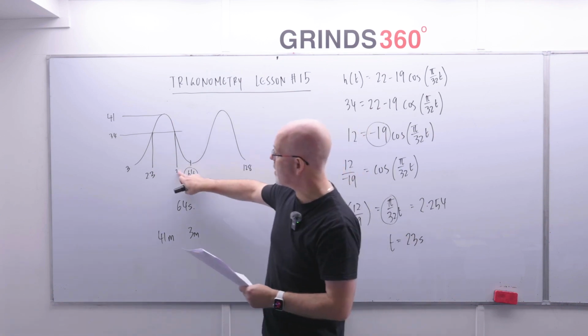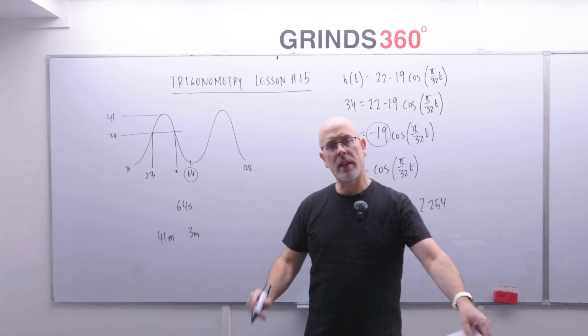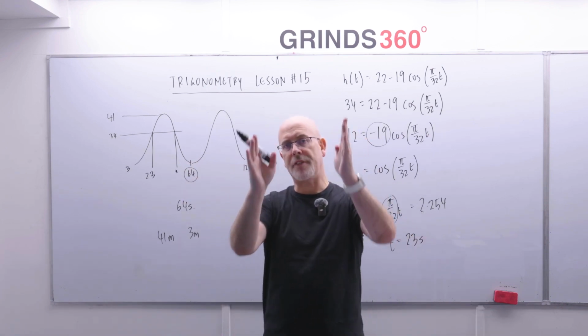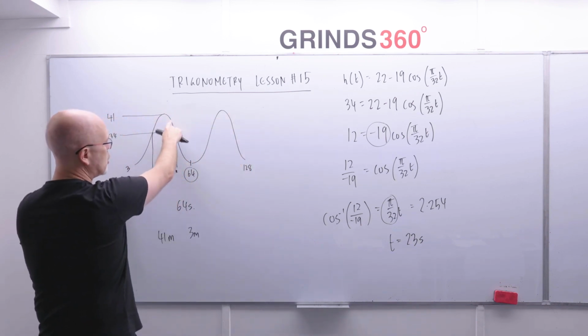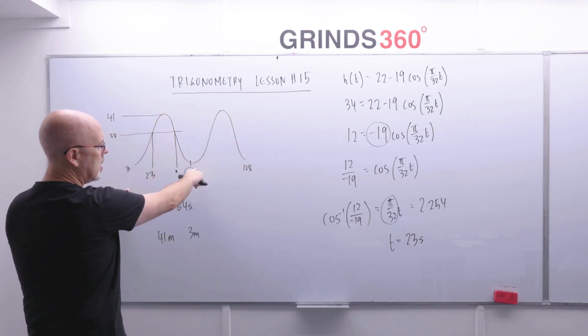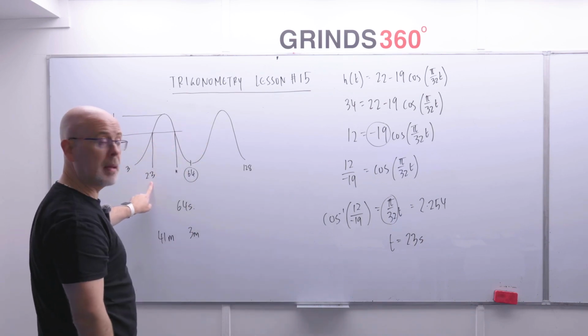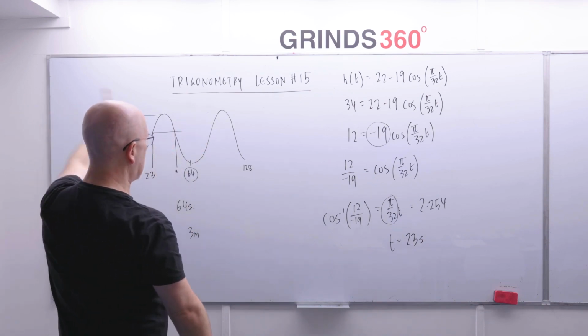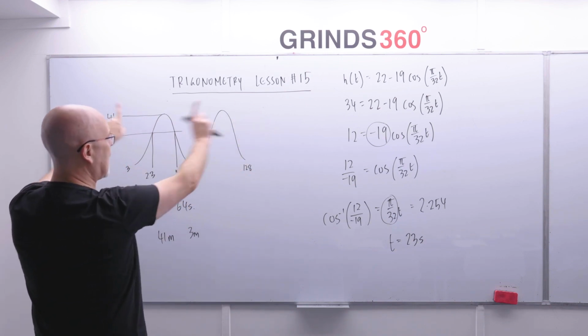The question is, what's this time here? The second one, on the way back down again. Well, the simple way to find out, remember, is that your graph is symmetrical. You can see this rotation of the wheel is symmetrical. So the right and left-hand sides are mirror images of one another. So if this first time here is 23 seconds in from the left-hand side, the other one would be 23 seconds in from the right-hand side.